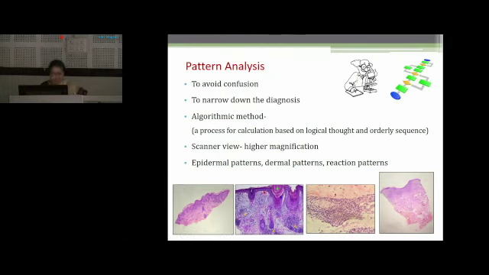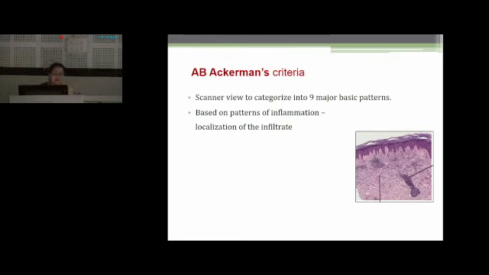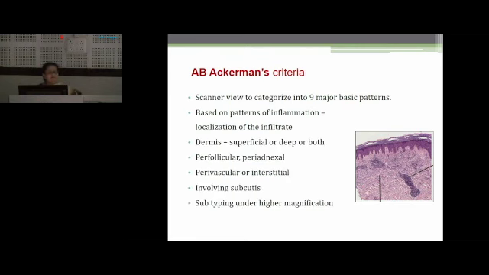Many systems of pattern analysis are available. The most widely used and accepted standard method is A.B. Ackermann's criteria. Here, as per scanner view, inflammatory dermatoses are divided into 9 major basic patterns. This is based on the pattern of inflammation, their localization. Maybe in the superficial or deep dermis, the inflammation can be perifollicular, periadnexal, perivascular, interstitial, or it may be involving the subcutaneous fat. So the density of inflammatory infiltrate can be appreciated on scanner view.